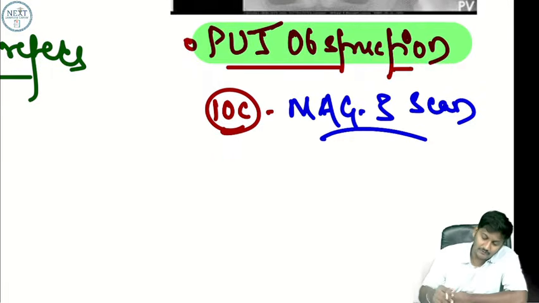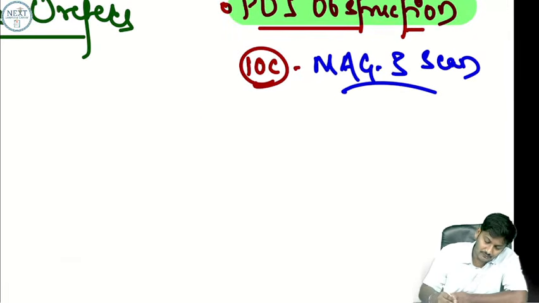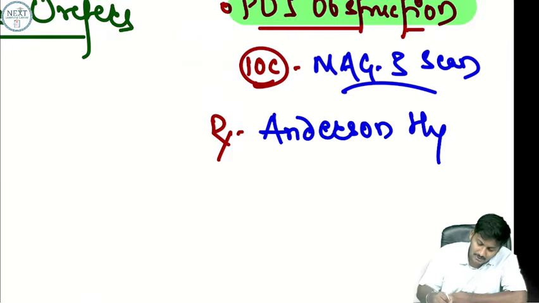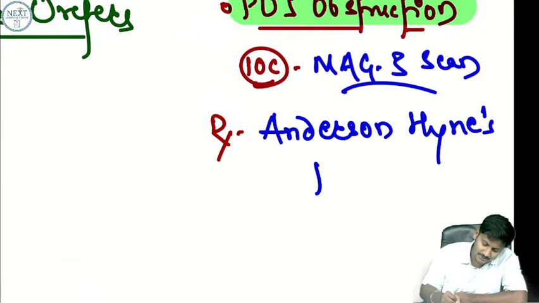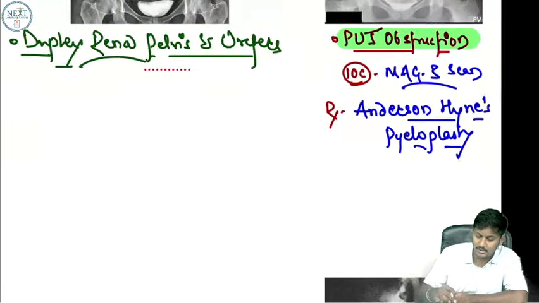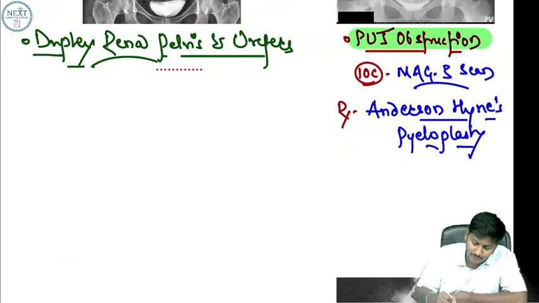Now if they ask you, in patients of PUJ obstruction, we have discussed, beta, what is the treatment. Remember, treatment in PUJ obstruction is nothing else but a surgery known as Anderson-Hynes pyeloplasty, beta. So we know that Anderson-Hynes pyeloplasty is the surgery that we perform in a patient of PUJ obstruction. So Anderson-Hynes pyeloplasty can be done.